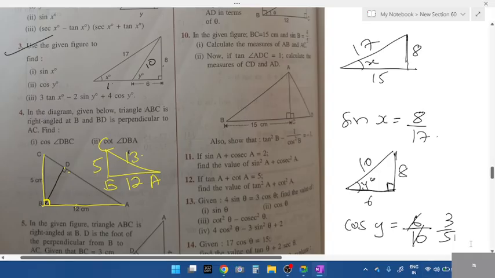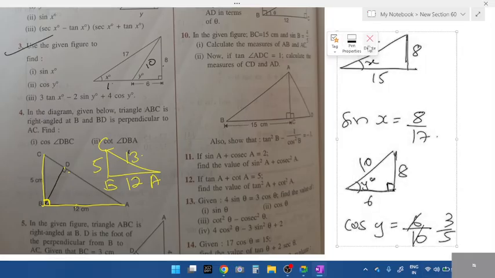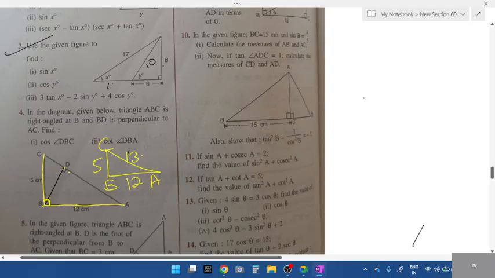Okay, 3 by 5. Next. What have they asked us? 3 into tan x. Where is tan x? In the larger triangle, right? What is the tan x value? What is tan? Perpendicular by base. What is perpendicular? Opposite line. 8. Base is, no. Base for the bigger triangle.